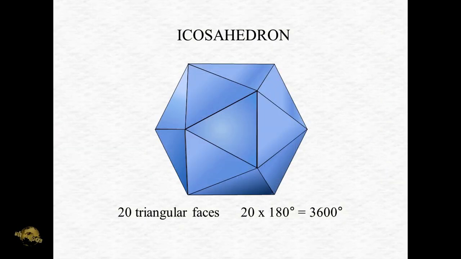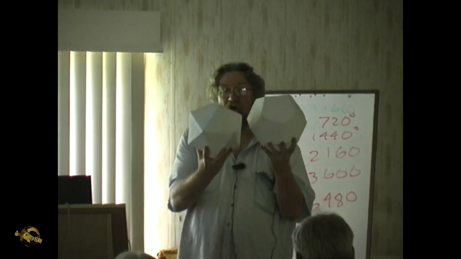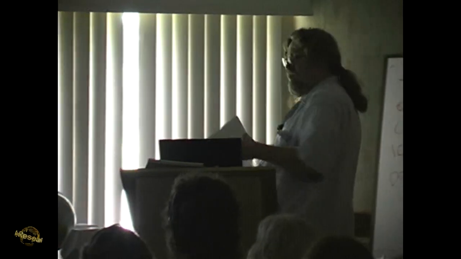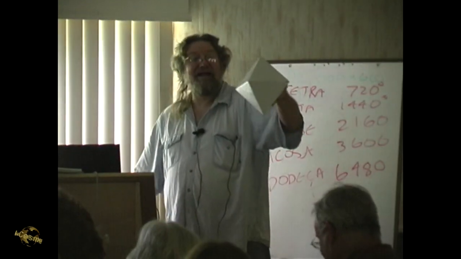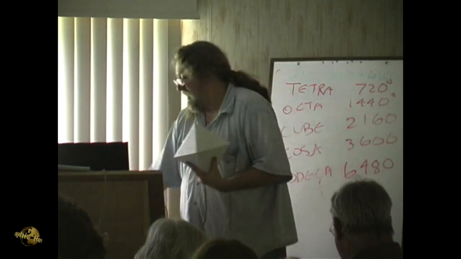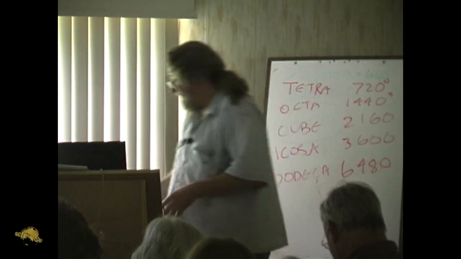The icosa has 20 faces and 12 corners or vertices. The dodeca has 12 faces and 20 corners. So 20 faces, 12 corners, 12 faces, 20 corners. There's a correlation there. That's one example. Another example would be cube. 6 faces, 8 corners, the octahedron. 8 faces, 6 corners. They are duals of each other. And there is a way that these interface. That's in the nesting sequence, and that's in my advanced classes.